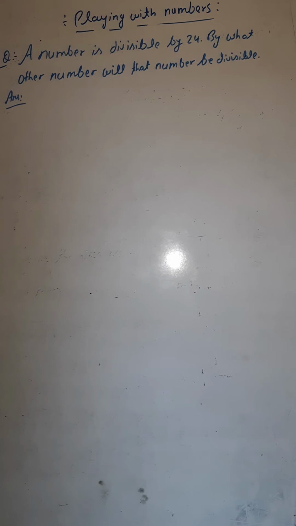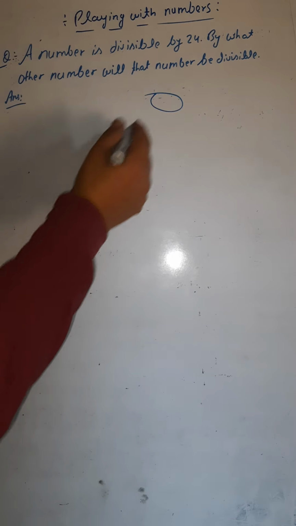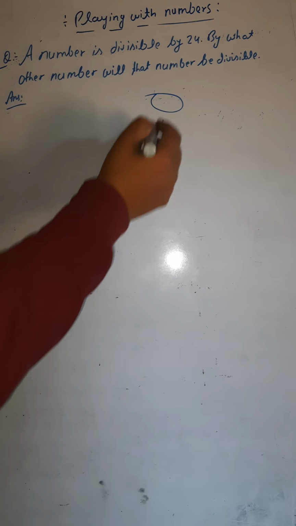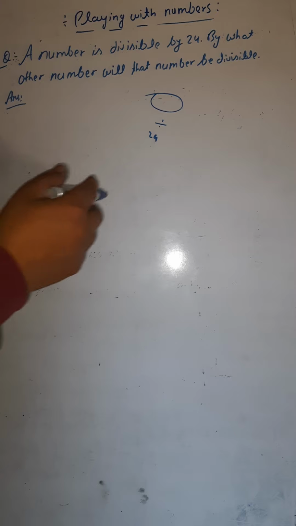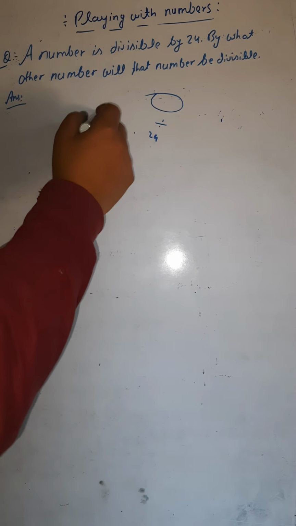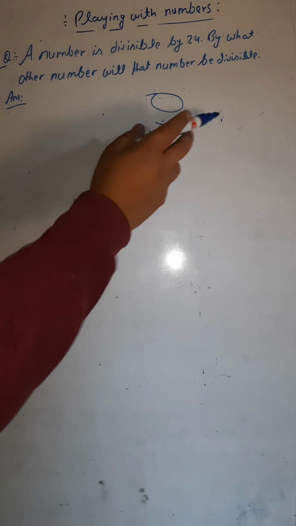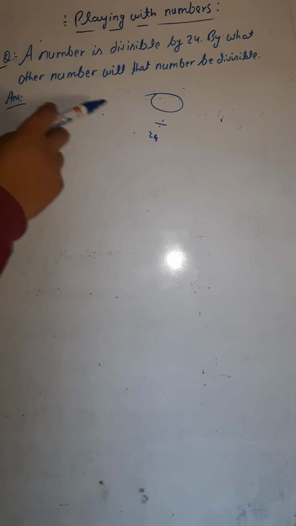Now this is the next question: a number is divisible by 24. By what other number will that number be divisible? Let's say you have a number here, and this number is divisible by 24, meaning you can divide the given number by 24. Now you have to tell me the other numbers which would divide the given number. Can you tell me the other numbers?